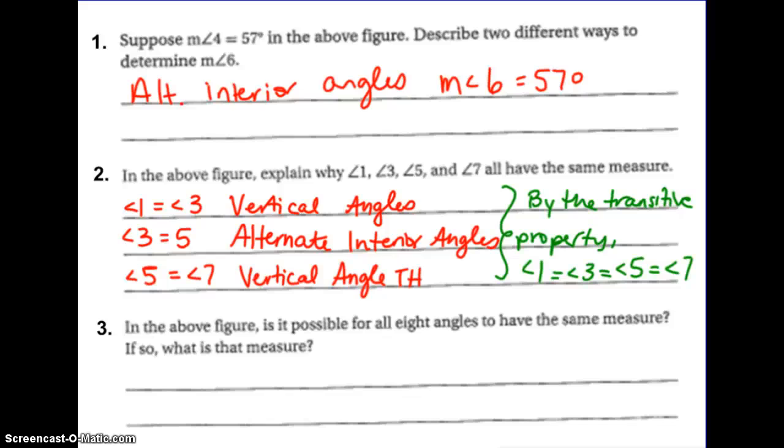Alright, in the figure above, is it possible for all 8 angles to have the same measure? If so, what would be the measure? And the answer to this is yes. If one of the angles is 90 degrees, then they would all chain reaction be 90 degrees. So that measure would have to be 90 degrees. Okay, and that's assuming that the two lines P and Q are parallel.